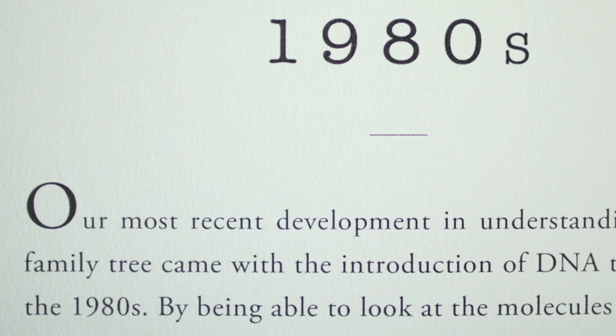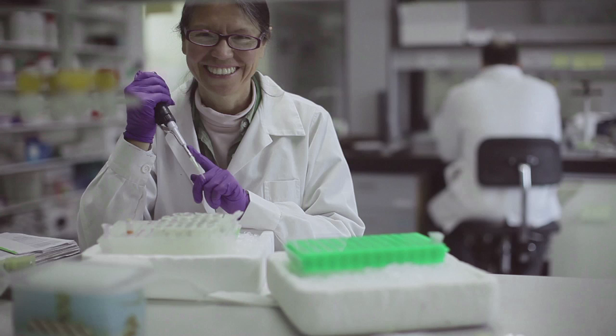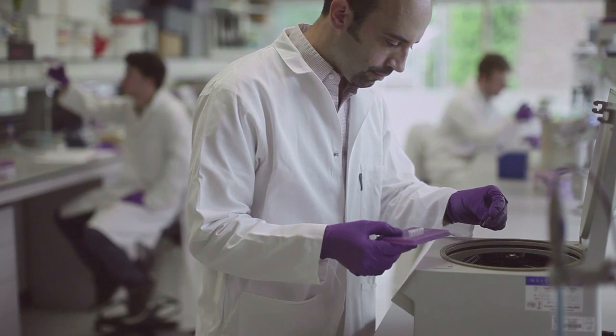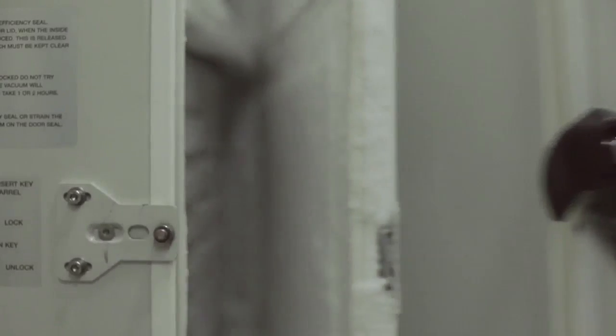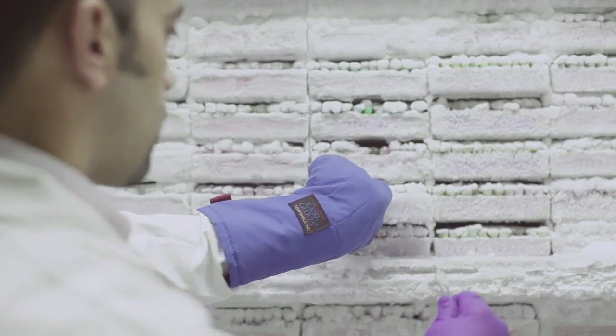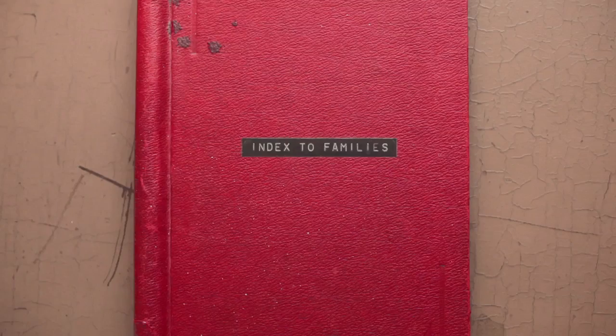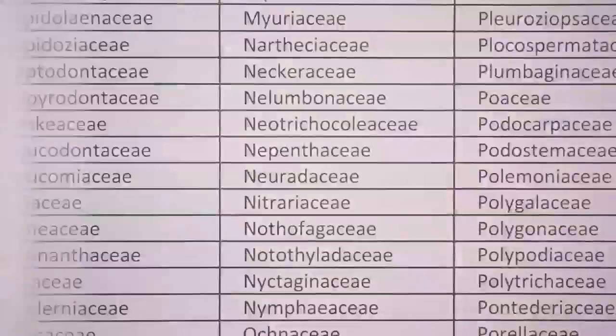Our most recent development in understanding the plant family tree came with the introduction of DNA technology in the 1980s. By being able to look at the molecules of plants, we can now understand the evolution of plants over time, and trace in incredible detail the diversity back to its simplest origins. What's incredible is that 90% of the families that had been previously defined based on morphological characteristics were verified by the DNA work.